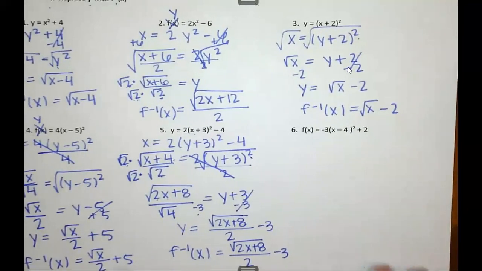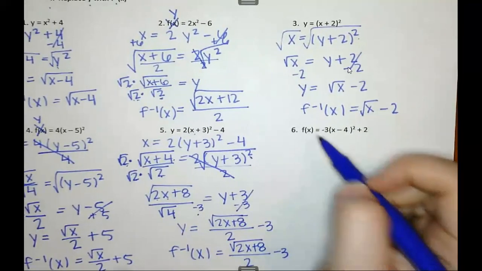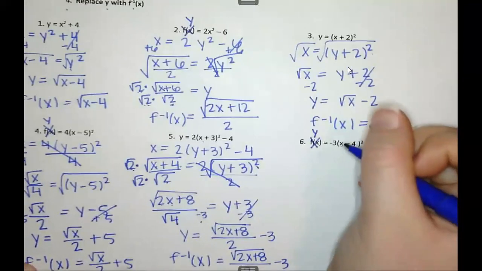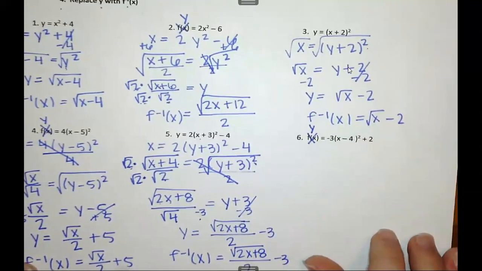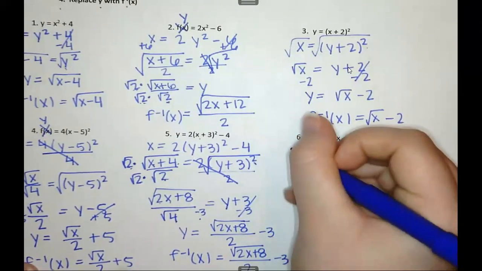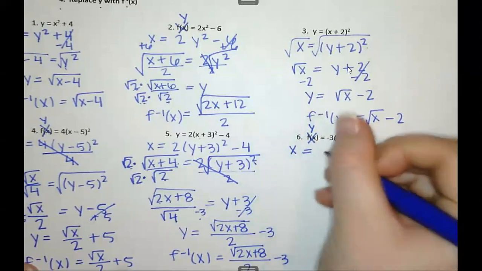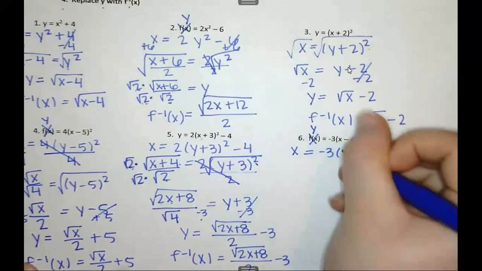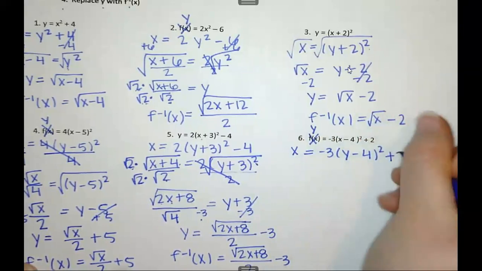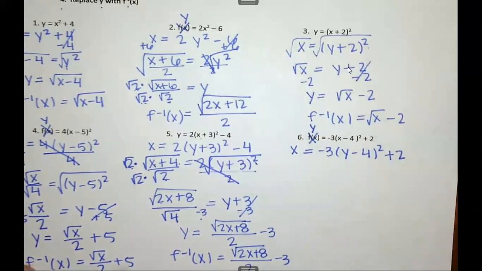All right, last example. Number 6 does have an f of x. It says that we're supposed to change that to a y. So once I change that to a y, all I need to do is swap the x and y's positions. So I will now have x equals negative 3 times y minus 4 squared plus 2. And we now solve for y.